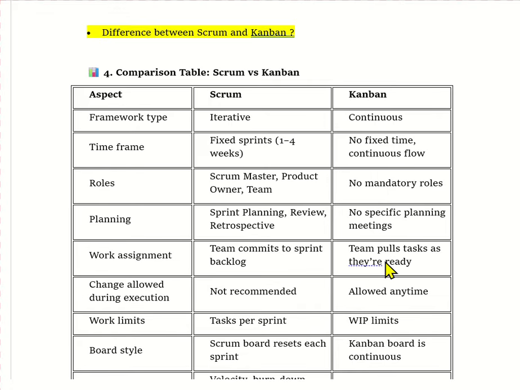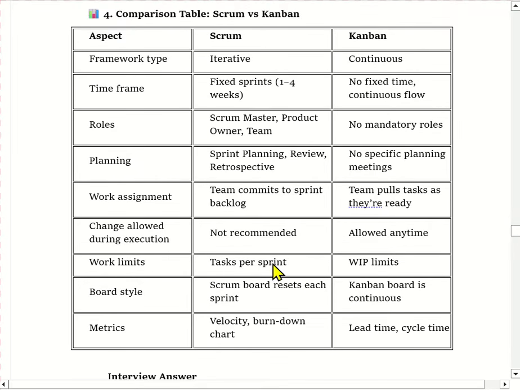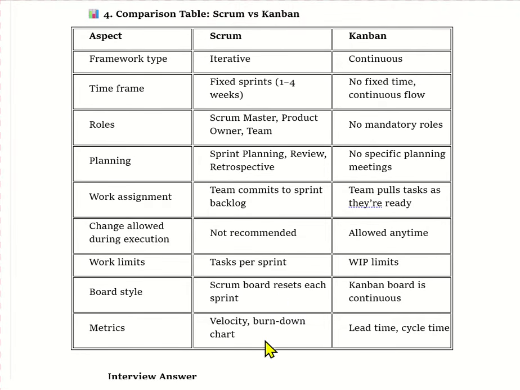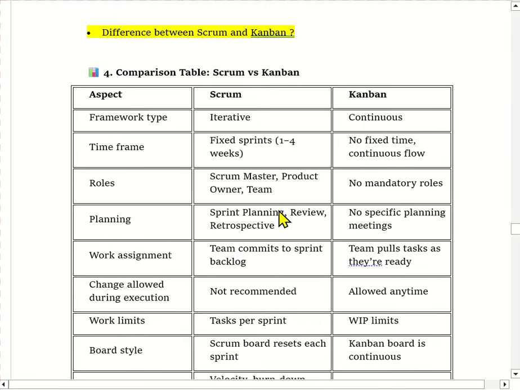So it is not in a fixed time that in this fixed time you have to complete your work like in Scrum. Changes during execution are not recommended in Scrum, but in Kanban the team can allow changes during execution. Work limit in Scrum is tasks per sprint. On board style, there is a Scrum board that resets each sprint. After each sprint we have to reset our Scrum board, but the Kanban board is continuous. So this is the difference between Scrum and Kanban.